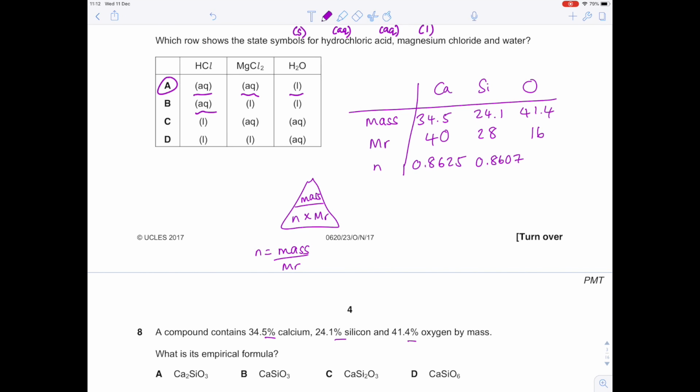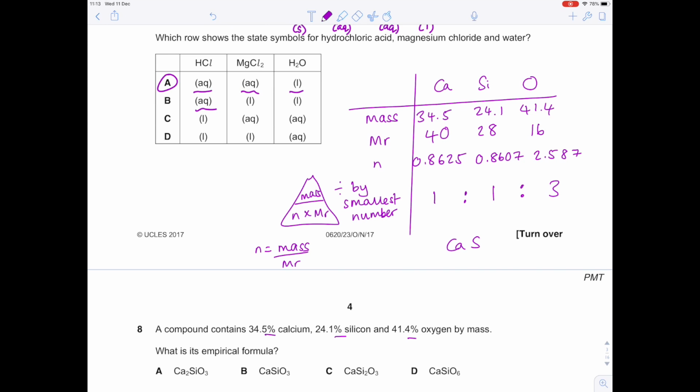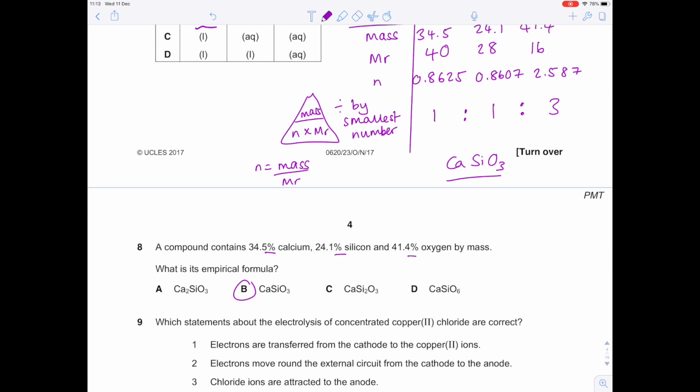41.4 divided by 16 to get 2.587, and then to find a ratio you just need to make one of those numbers equal 1, so we divide by the smallest number. The smallest number is 0.86. I can see straight away that there'll be 1, so 2.5 divided by 0.86 equals 3, so our ratio is 1 to 1 to 3, so our formula is CaSiO3. So we're ready to find that in our answer, which is B.